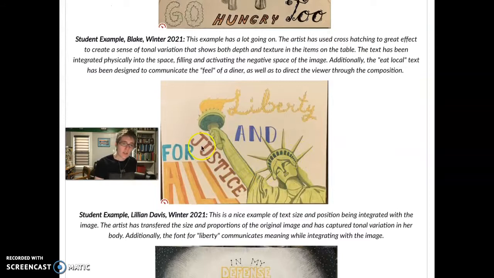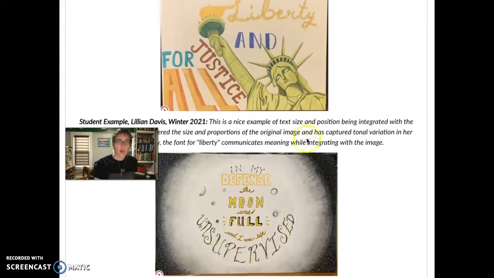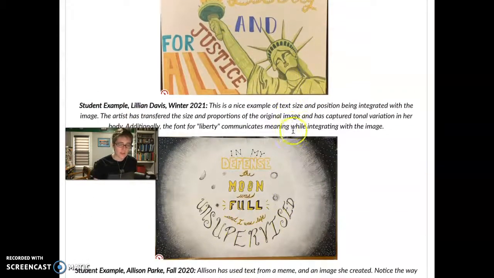Here, our student has done a great job of fitting the text in around, and we've got text here that communicates the meaning a little bit. The fire of liberty shows up in the text. The font looks like fire. We've also got a range of tones in the statue, recreated from a photograph of the statue.